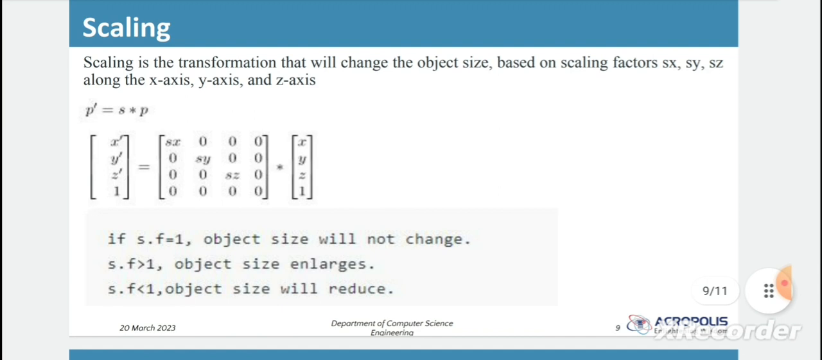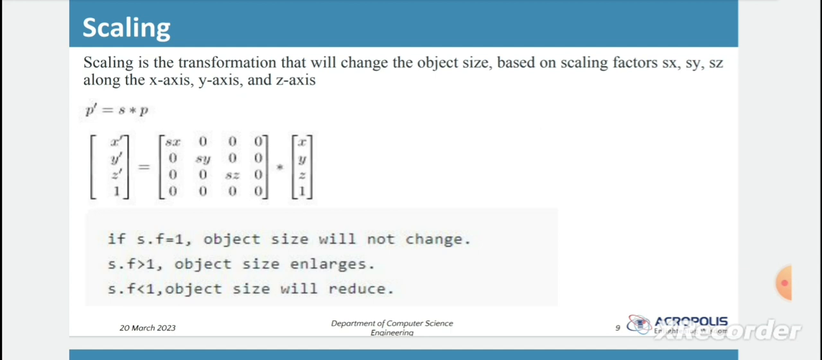Now the third one is scaling. Scaling means a transformation that will change the object size. We are either enlarging the object or reducing the size of the object. We have three axes, x, y, z.